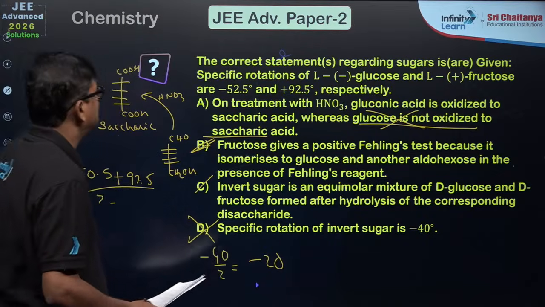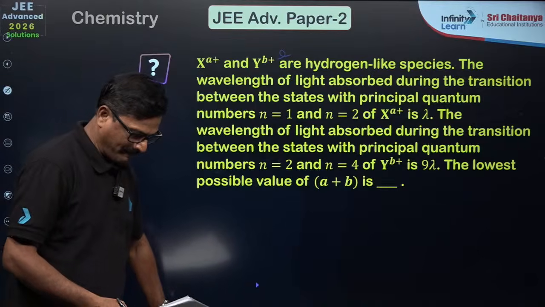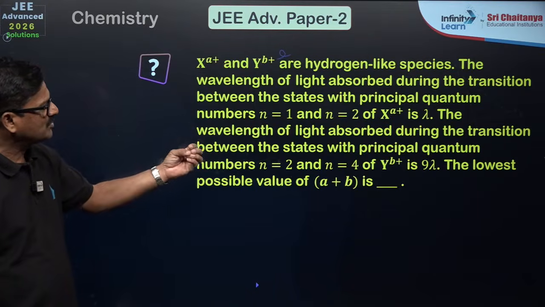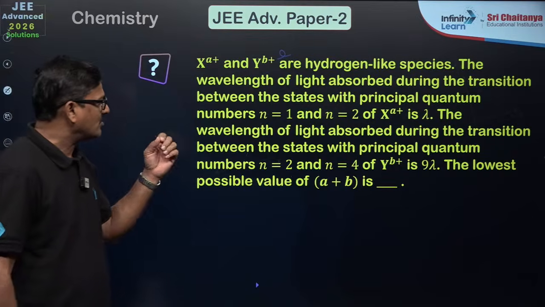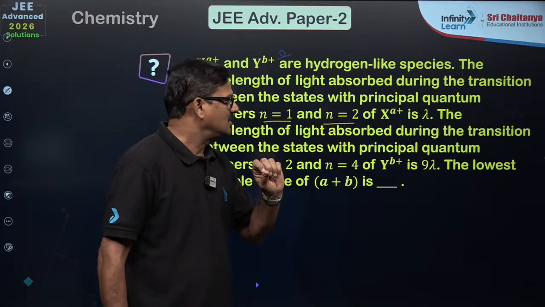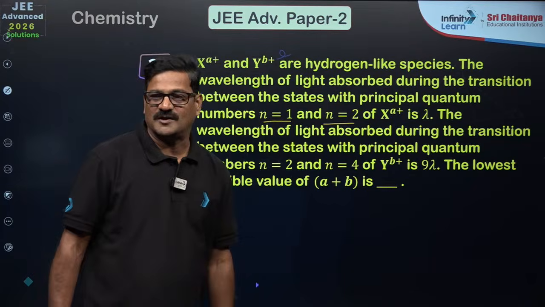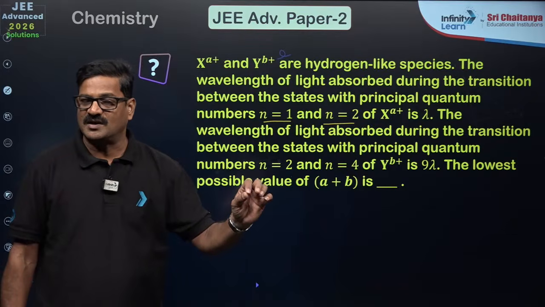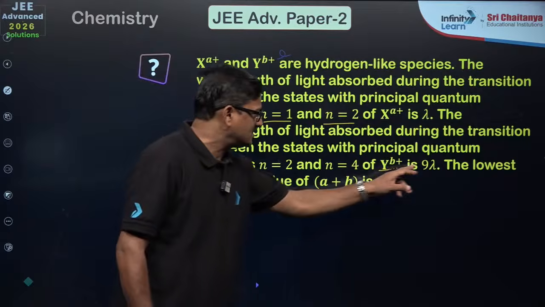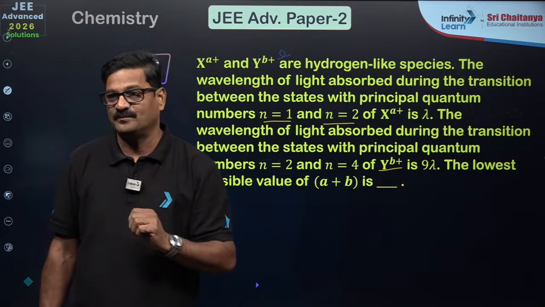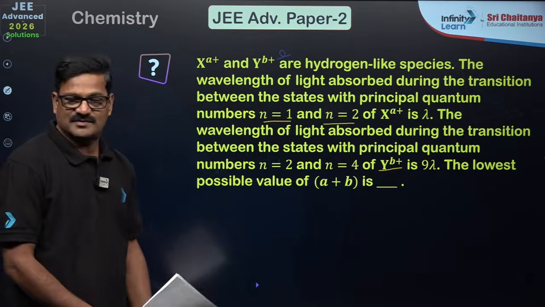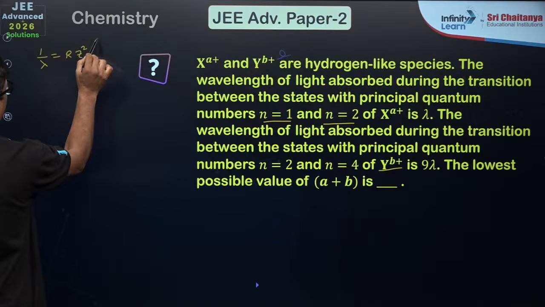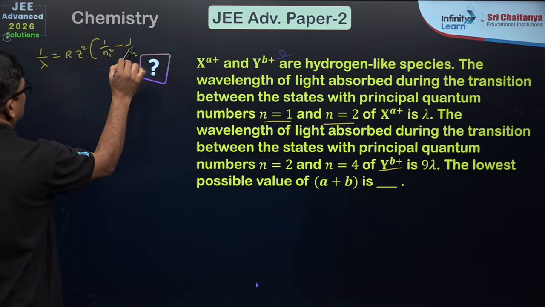Now moving ahead, XA and YB are hydrogen-like species. The wavelength of light absorbed during the transition between the states with principal quantum number n equal to 1 to n equal to 2 of XA plus is 1 by lambda. The wavelength of light absorbed during the transition with principal quantum number n equal to 2 to n equal to 4 for another species YB plus is 9 lambda, and we need the lowest possible values. So we can say simply 1 by lambda is equal to R Z square into 1 by n1 square minus 1 by n2 square.